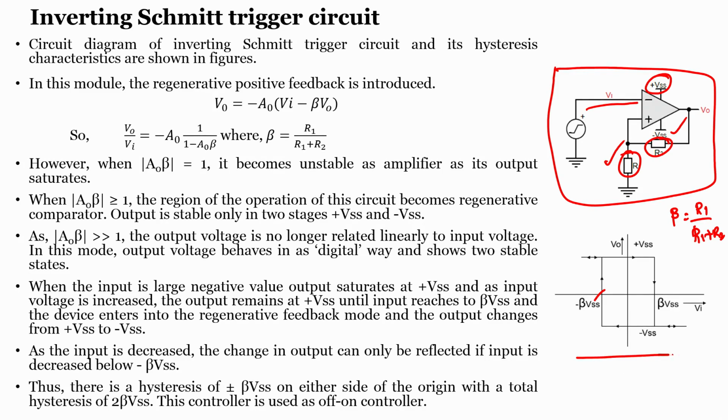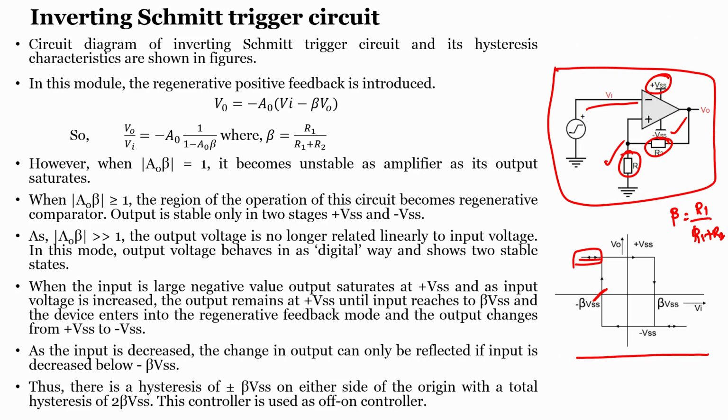So, when we look into the characteristics curve, or the relation between the input and output, we can understand that as my input keeps decreasing to minus beta VSS, once it reaches minus beta VSS, the value will become plus VSS. Since it is inverting, when the input voltage is lower than the lower threshold value, the output becomes higher, as we can see here. Similarly, when the input is greater than beta VSS, then the output becomes lower. Lower in this case is nothing but minus VSS.